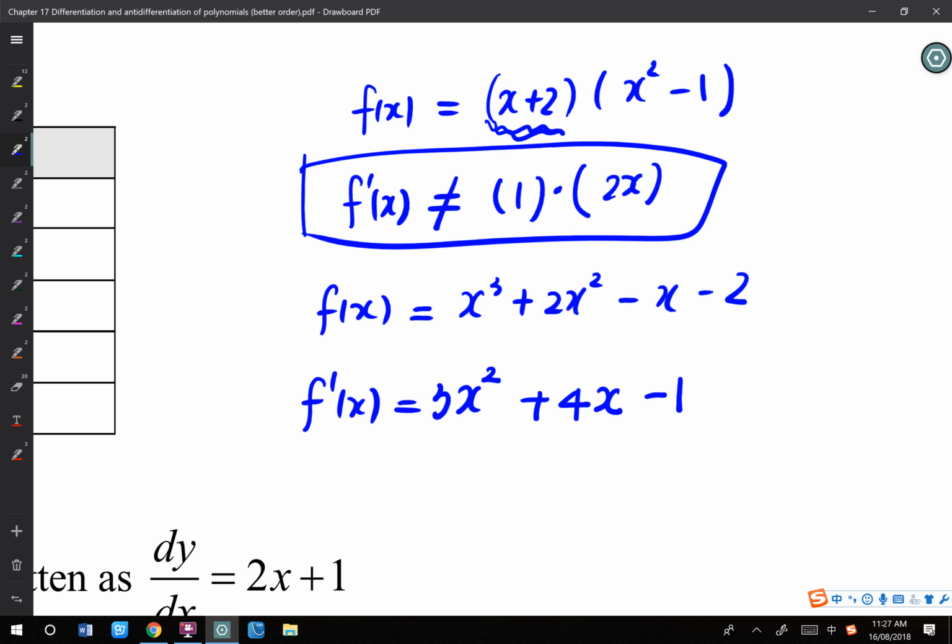Do we get that? Same as division. You can try the same thing for division.